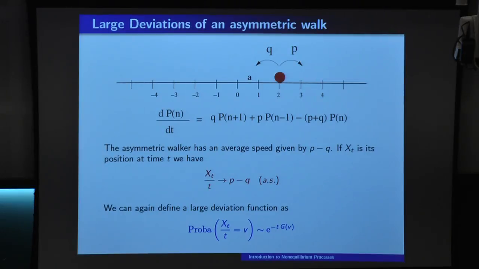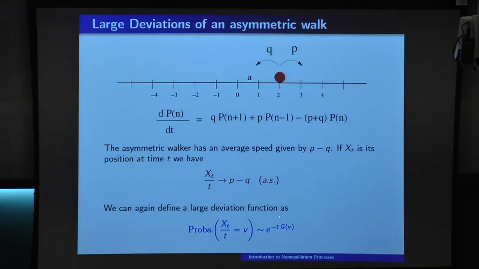Okay, for this problem it's very easy to compute it using the Stirling formula, but this is a slightly less trivial exercise if we take an asymmetric random walker alone on the infinite line. We know that the position x of t at time t will be of the order of p minus q times t, p being the right jump rate, q being the left jump rate, but we can ask ourselves what is the probability that the empirical speed measured after time t is equal to v, v being different from p minus q. So this takes a large deviation form.